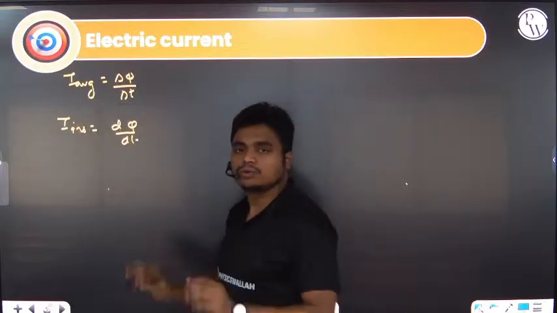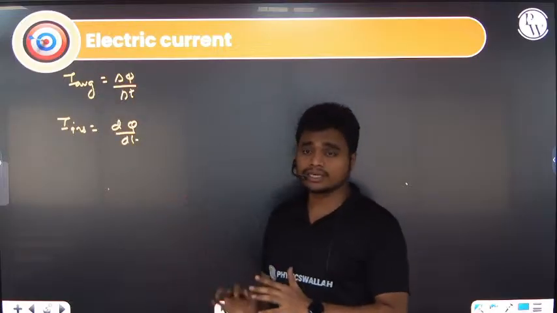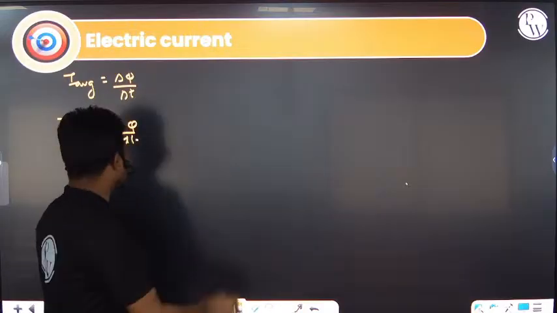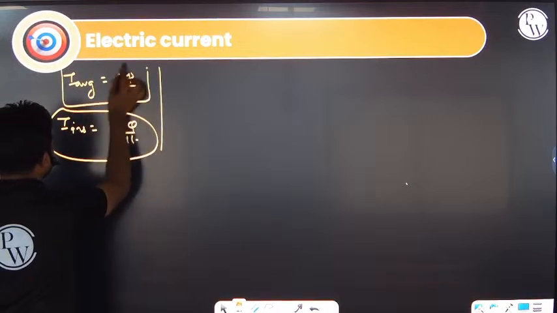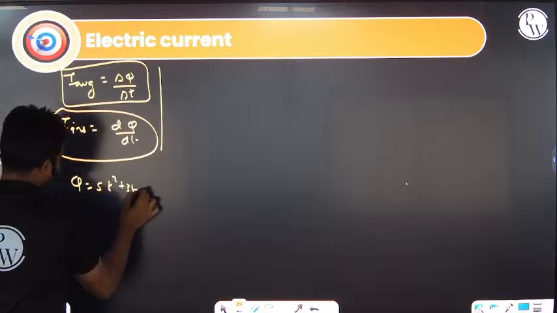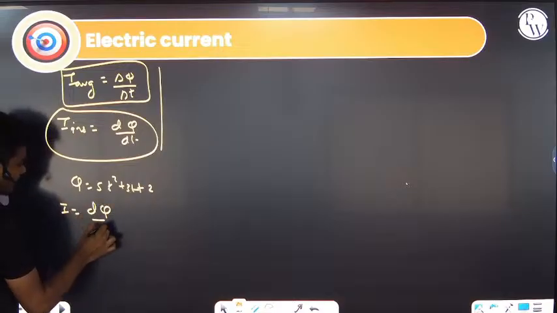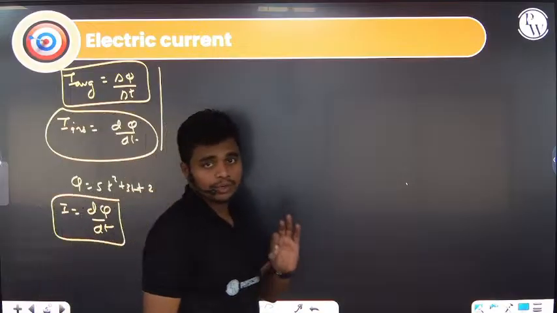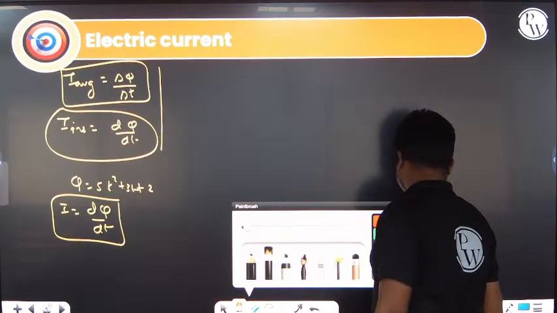Whenever we calculate the current over a time interval, that is the average current over one particular time. When the charge is given as a function of time, we differentiate it to calculate the instantaneous current value. For example, if q equals 5t square plus 3t plus 2, then differentiating, I equals dq by dt gives the instantaneous value of the current at one particular time. This is the average and instantaneous current.